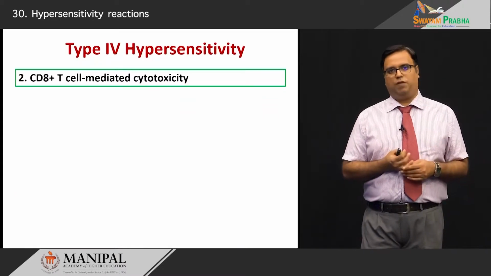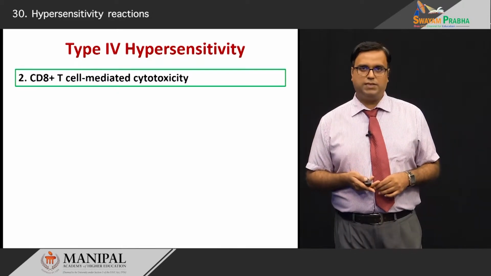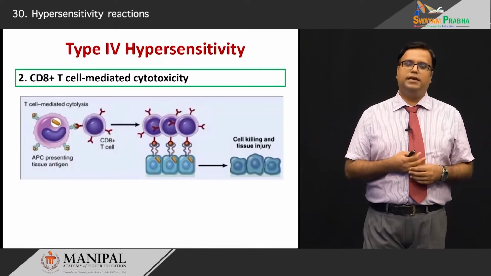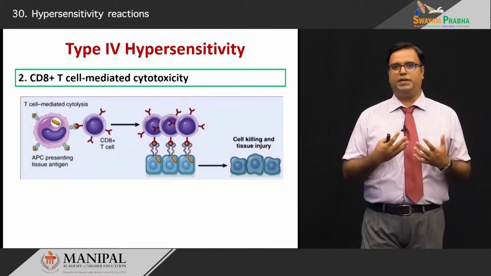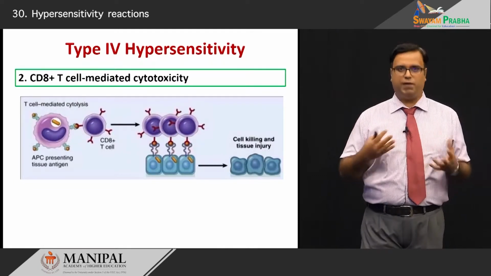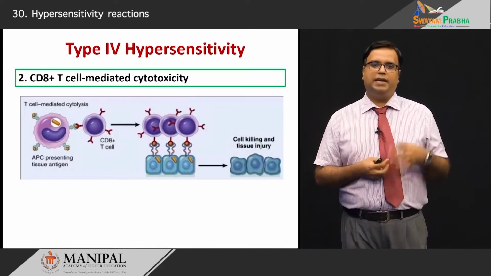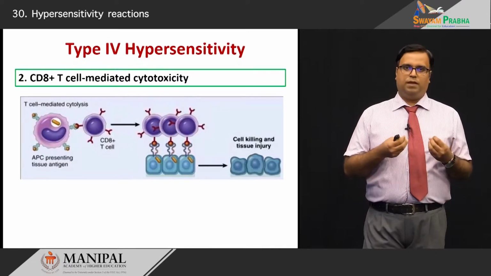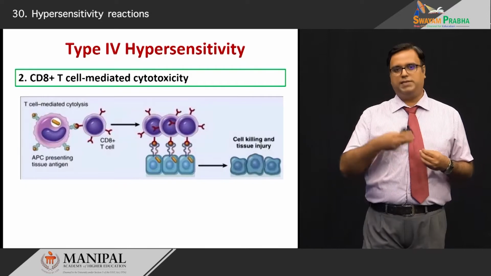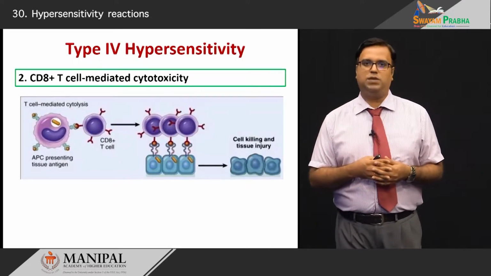The second facet of type 4 hypersensitivity reaction is CD8 T cell mediated cytotoxicity. As discussed in the earlier class, CD8 cells are very potent ones. They are also harbingers of a lot of enzymes to directly attack the cells and devour them. Here in your schematic representation, you can see that the antigen presenting cells will contain and process a lot of antigens presented to your T cells, and we know that CD8 cells, if you remember the previous class, recognize these antigens in the context of HLA class 1.